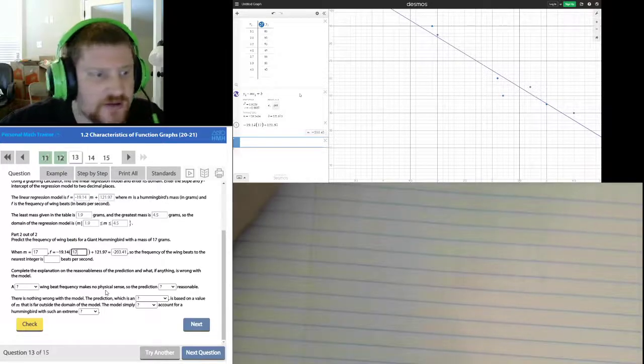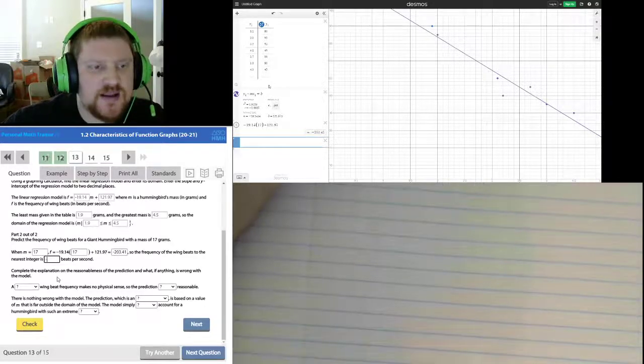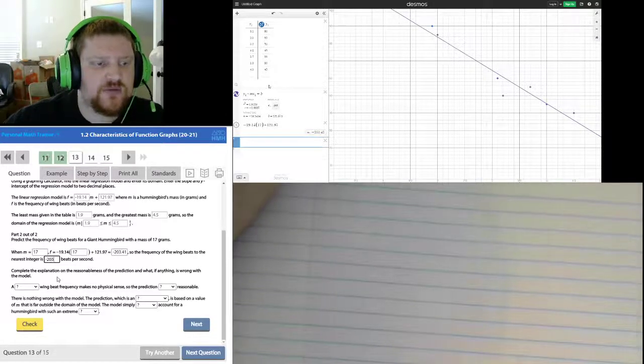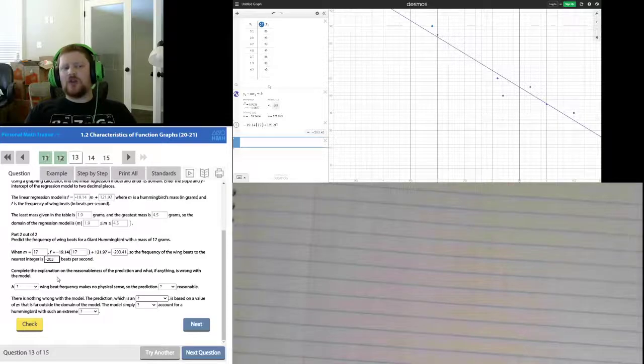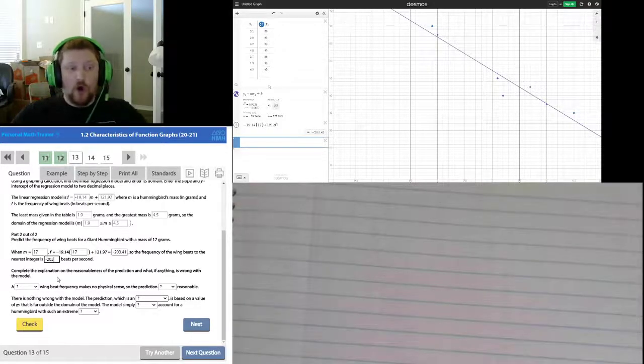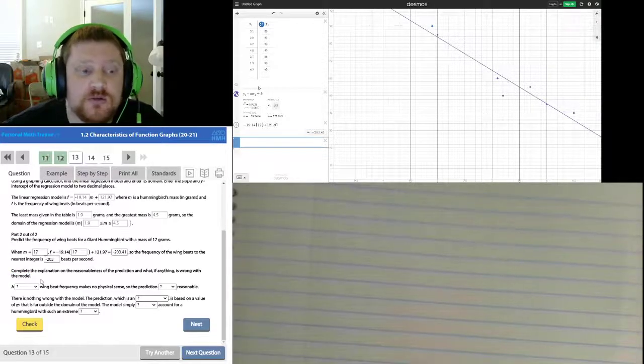So plug in our 17 there. So the frequency of the wing beats to the nearest integer is negative 203. So this particular hummingbird beats their wings negative 203 times per second. Negative wing beats per second. Does that make sense? No, not at all. So complete the explanation on the reasonableness of the prediction and what, if anything, is wrong with the model. Is there anything wrong with the model?